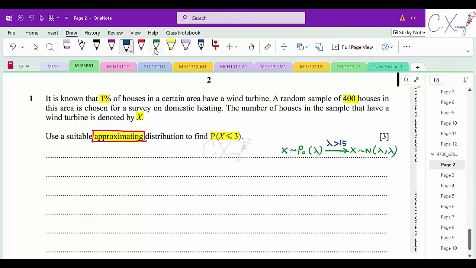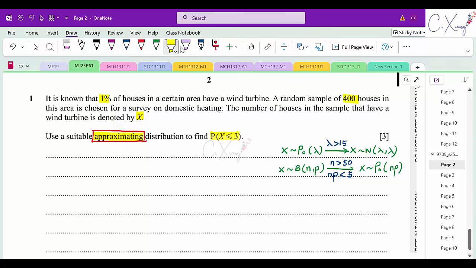The second type of approximation is originally you have a binomial distribution and you change it to become Poisson. Then lambda will be n times p. What's the condition for changing binomial to Poisson distribution? It is when your n is large, greater than 50, sorry. That's the first condition. The second condition is your n times p must be smaller than 5.